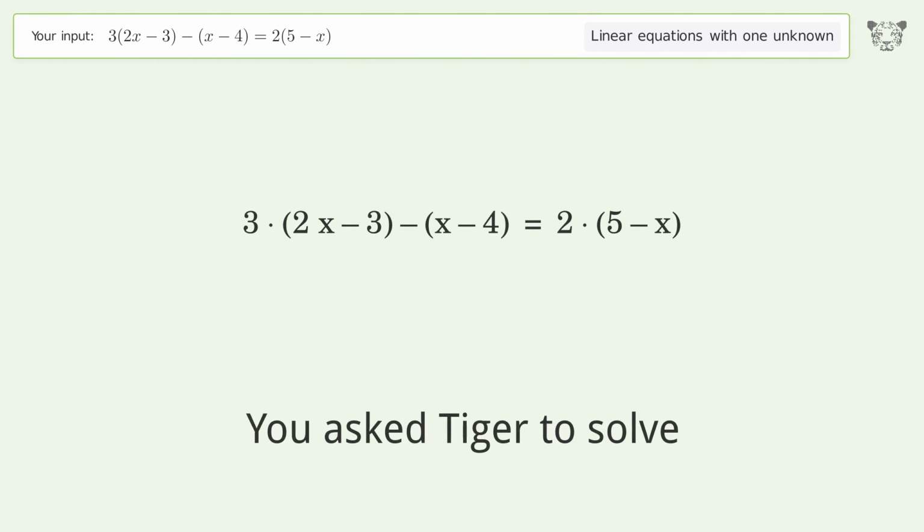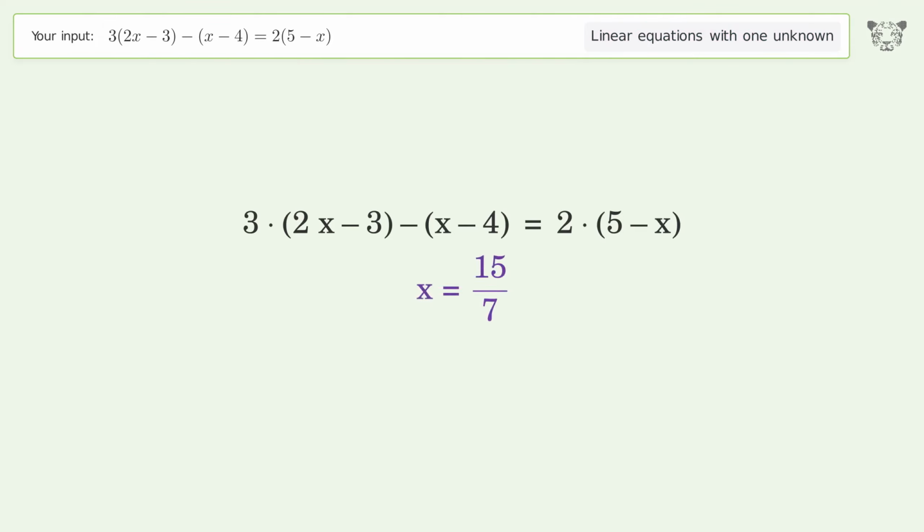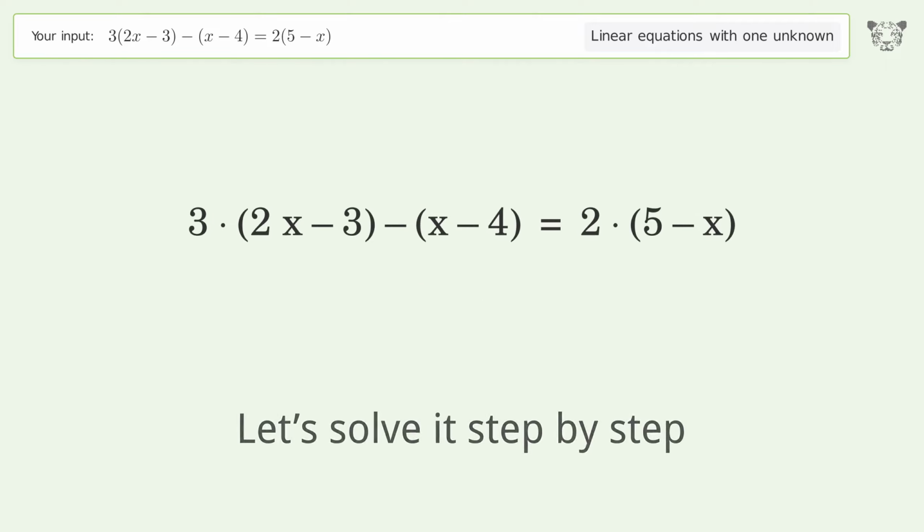You ask Tiger to solve this. This deals with linear equations with one unknown. The final result is x equals 15/7. Let's solve it step by step.